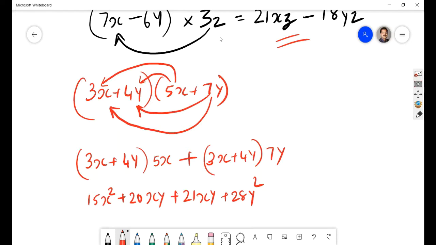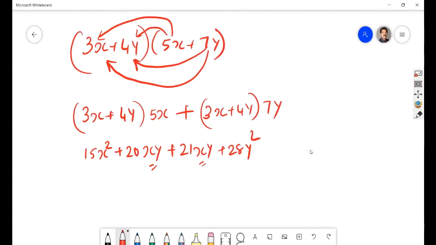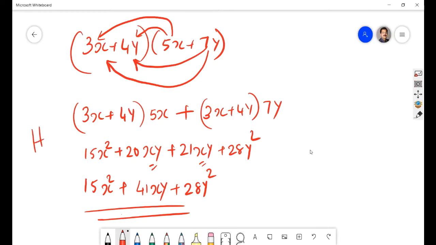You will take a minute to see whether there is any like term inside. Then you can see that these are like terms. Understood? And you will add those, because addition is there between. That can be done. In that case, this will become 15x square plus 20xy plus 21xy, which is equal to 41xy, plus 28y square. Understood? This can be done horizontally.